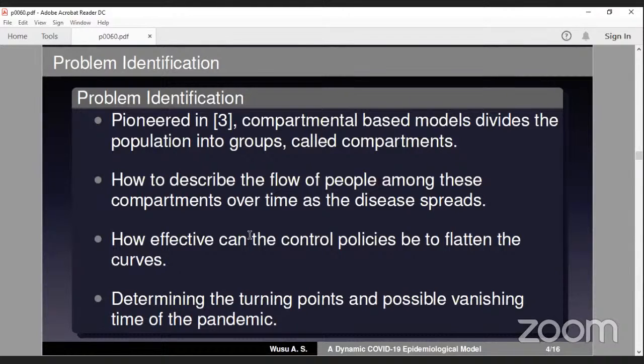So we need to identify the problem. What problems are we solving? We want to be able to describe the flow of people from different compartments over time as the disease spreads. We want to be able to measure how effective the control policies can be to ensure that the curves are flattened. We want to be able to determine the turning point and possible vanishing time of the pandemic. We want to know when this will stop, when it will peak, and things like that.